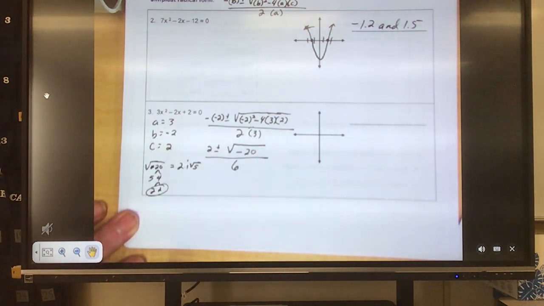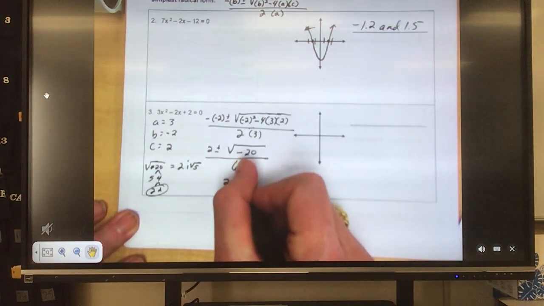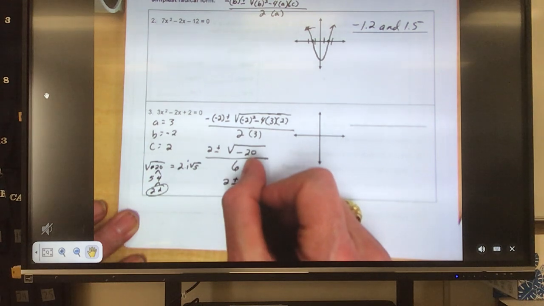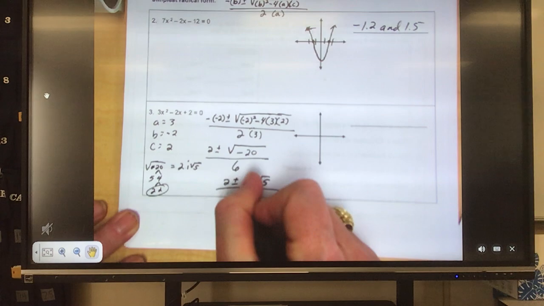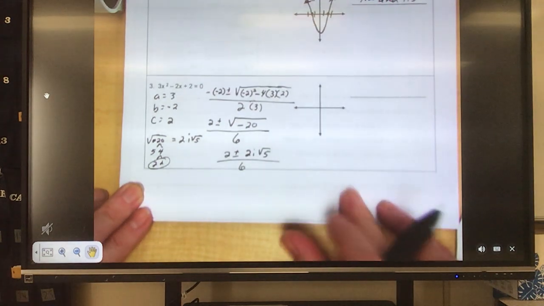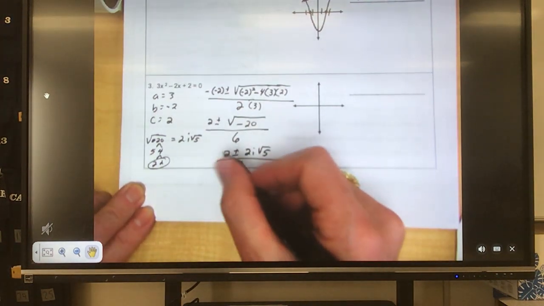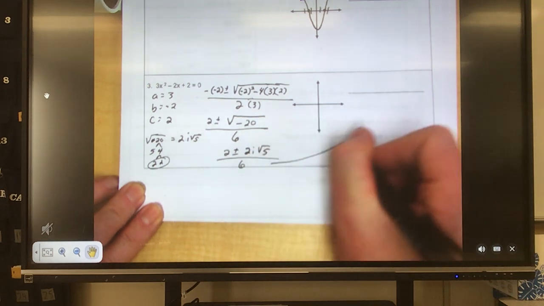So I'm going to put it in its place up here. 2 plus or minus, replacing square root of -20 with 2i square root of 5, over 6. Can I reduce that? Yes. What will go into all three of these? 2. So final answer.